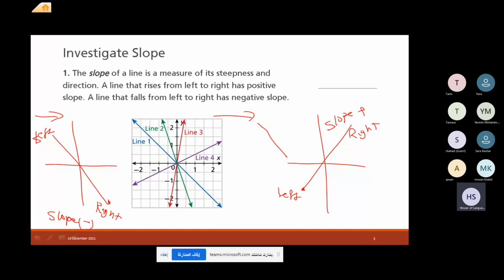As you see here, from left to right, negative slope. Okay? And from right to left, it will have a positive. In other words, rises and falls.